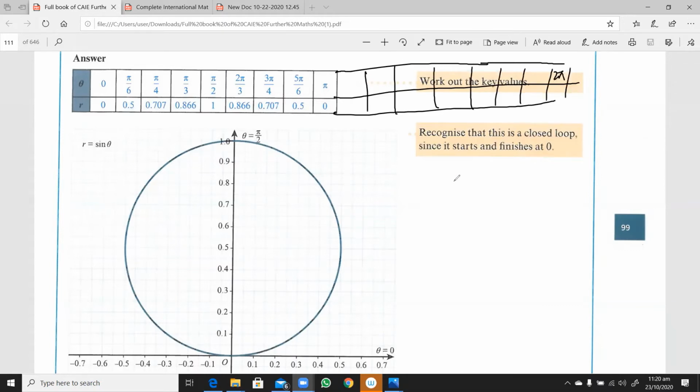The reason is you should remember that sine is positive from 0 to pi, and from pi to 2 pi it is negative. So if you use the values beyond pi, this r will be negative. R is always positive. Just remember that. Do you get my point? That is why we have taken the values from 0 to pi only.